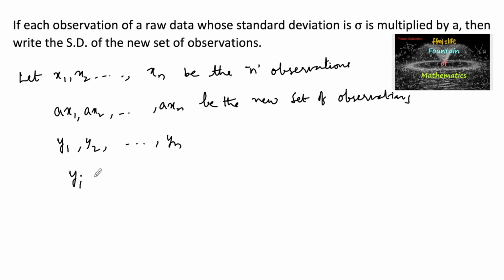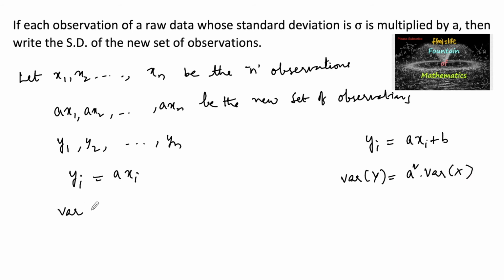So here yi is connected with a variable xi such that each observation is multiplied by a. We know that if any variable y is connected with a variable xi in such a way that it is multiplied with a and added with a constant, then the variance of the new variable y is equal to a square, that is the coefficient of xi squared, into the variance of the variable x. So we can write here the variance of the new variable, so let capital Y be the new variable, is equal to a square into variance of x, that is the old observation.